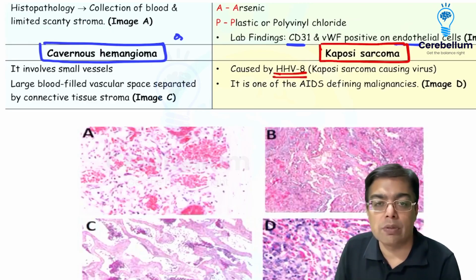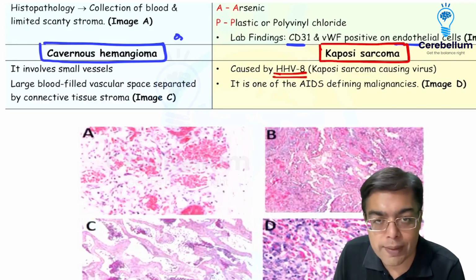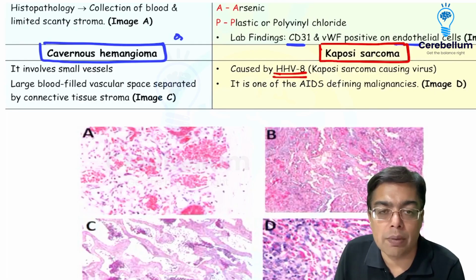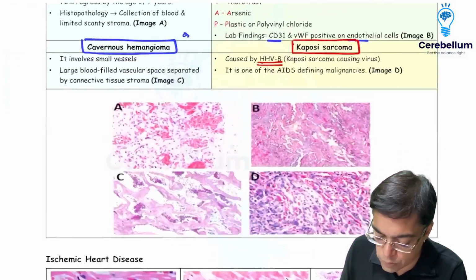It's one of the examples of the AIDS-defining malignancies, apart from cervical cancer and non-Hodgkin's lymphoma as well. Kaposi sarcoma, please remember, primarily involves the skin, affecting the lower limbs. So those are the basic facts with regards to the vascular tumors.